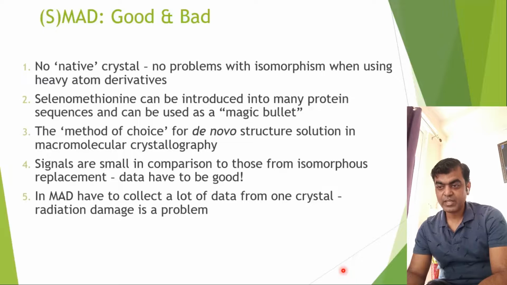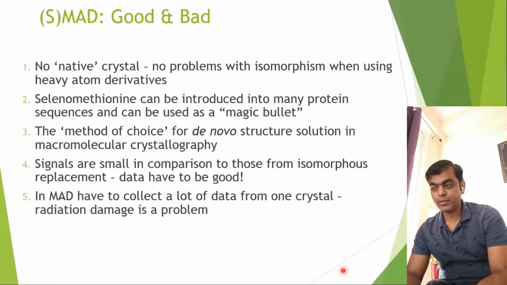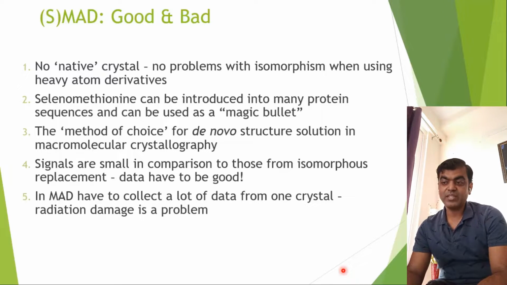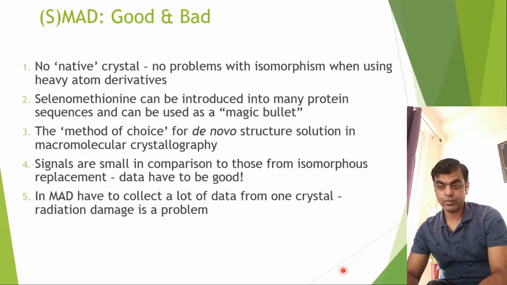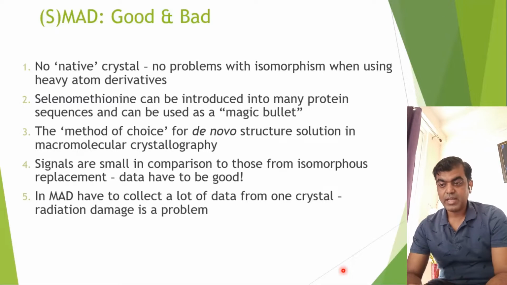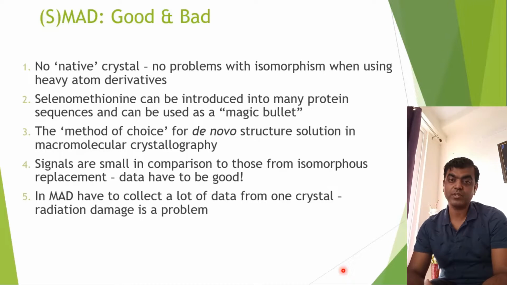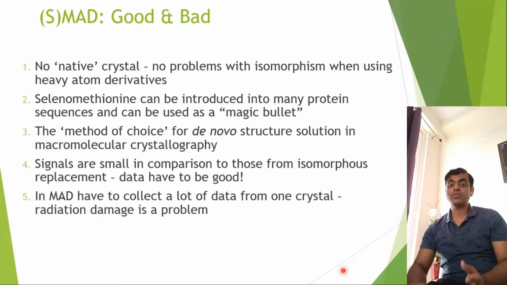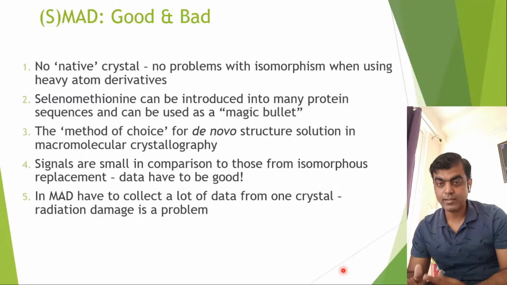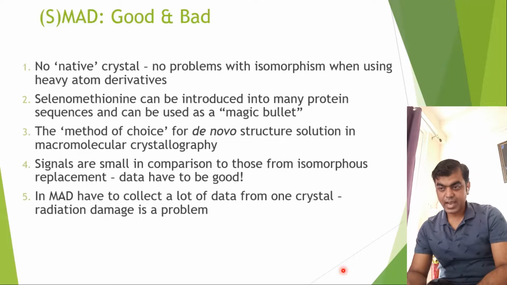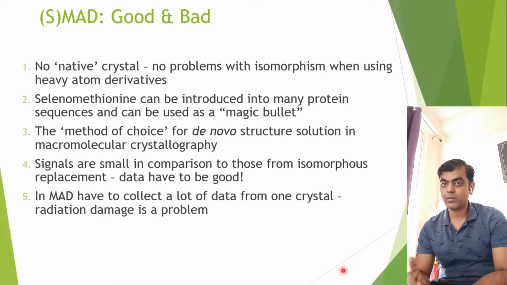Now the signals are small in comparison to those of isomorphous replacements, so the data have to be good. If your signals are small, they have to be good and clear. If your signal is not good, then it will be a problem. In MAD, you have to collect a lot of data from one crystal, and radiation damage is a problem. So there are side effects, because you have to do it at different wavelengths, different angles, so there has to be a lot of data collection, and radiation damage to your sample can also be a chance. So you cannot overlook that issue. You have to take care of it.